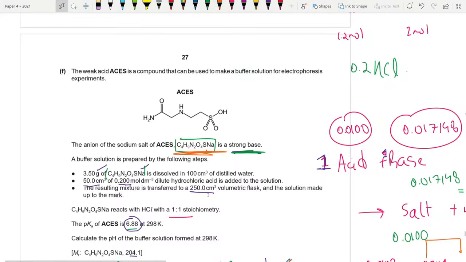ACES, the weak acid ACES, is a compound that can be used to make a buffer solution for electrophoresis. Okay, so what does a buffer contain? It either contains a weak acid and its conjugate base, or a weak base and its conjugate acid. Okay, these are the compositions for a buffer. The anion of the sodium salt of ACES is a strong base. Okay, cool. A buffer solution is prepared by the following steps. Check this out.